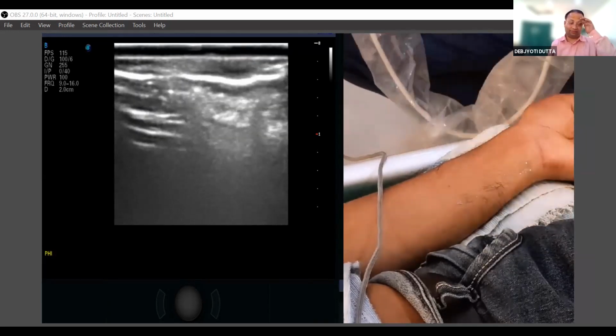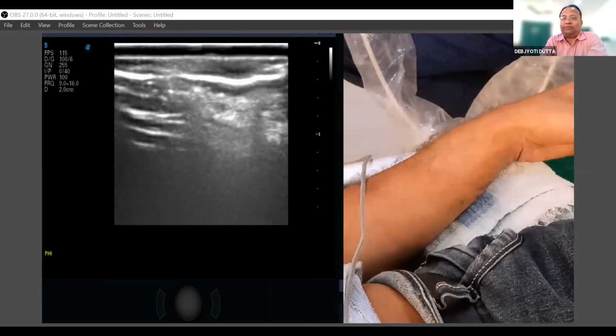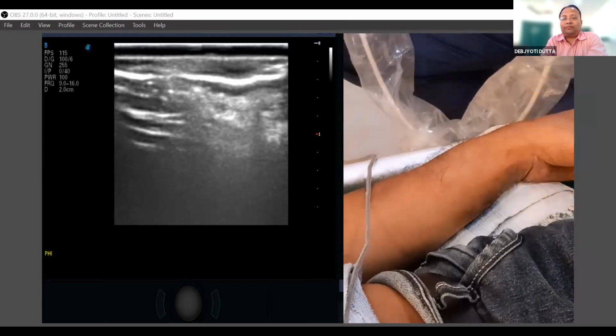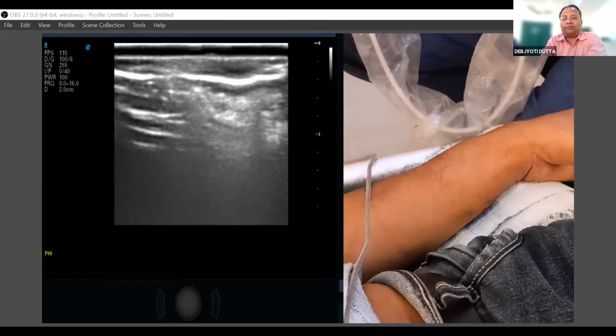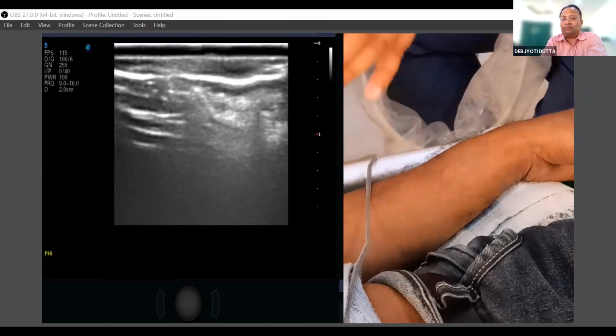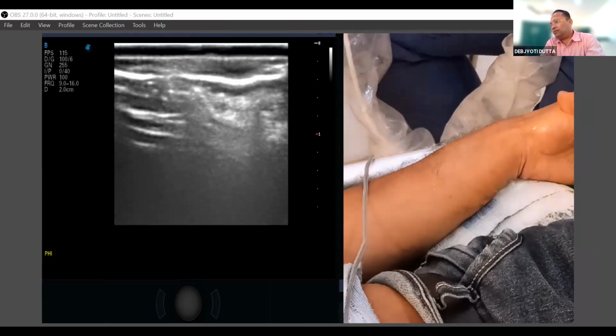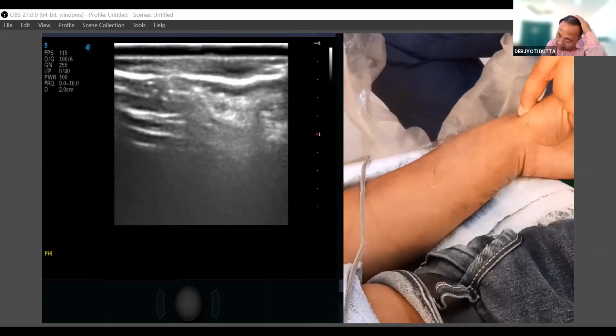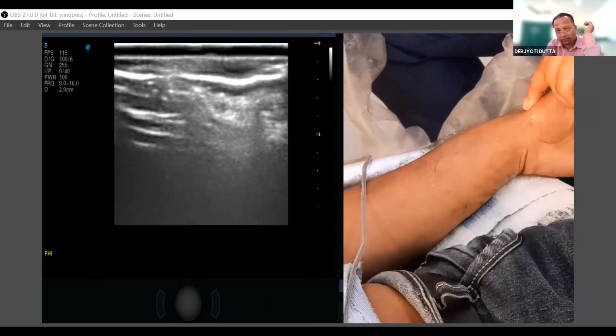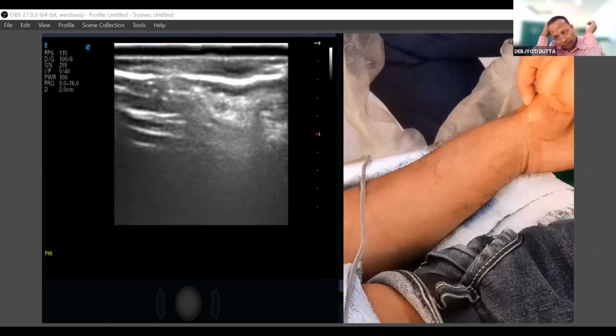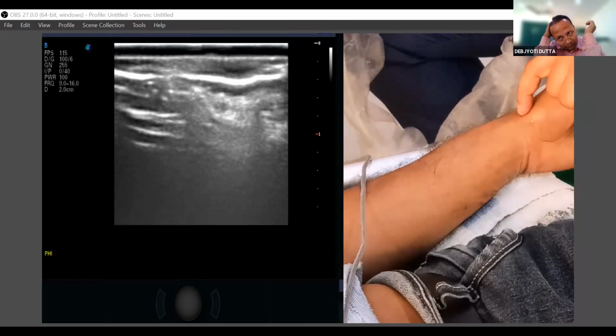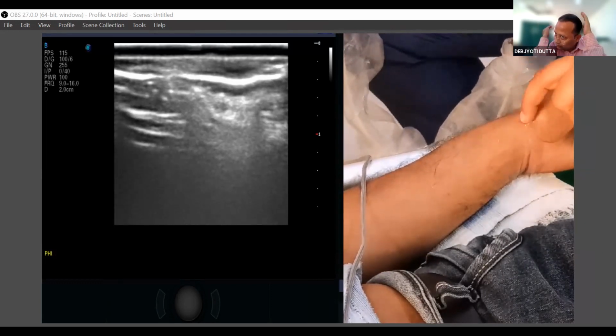Then we are going for compartment 1. So here the trick is first ask the patient to make clear the anatomical snuff box. So this is the anatomical snuff box. Fine. Can you see in the view? Here there are two tendons. These are actually palpable also.